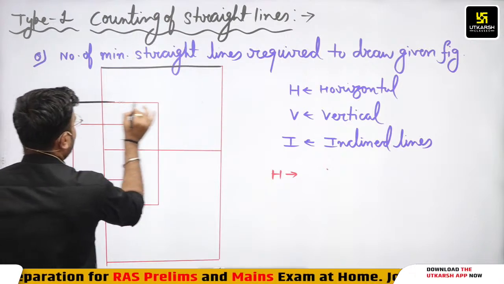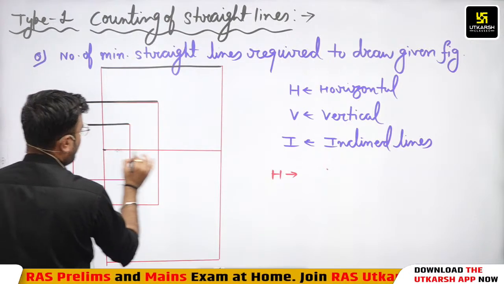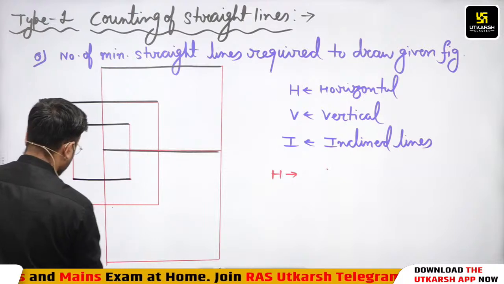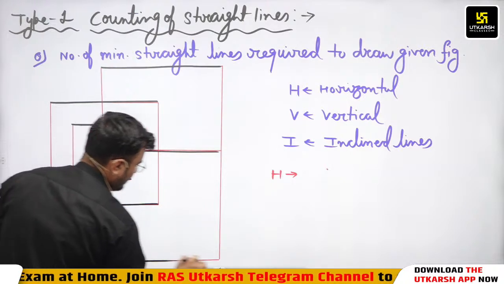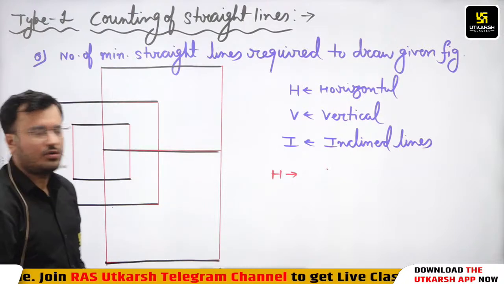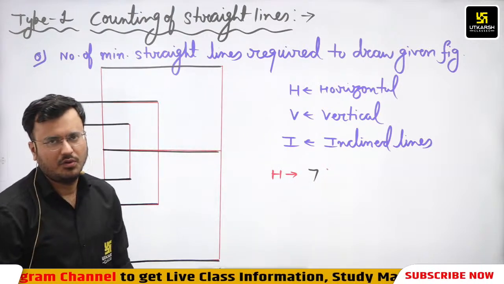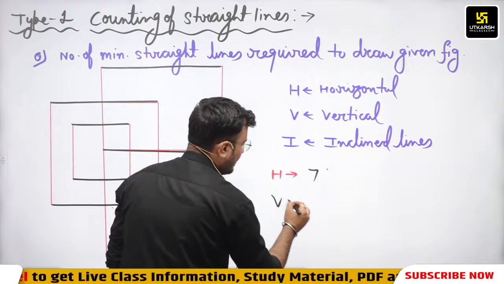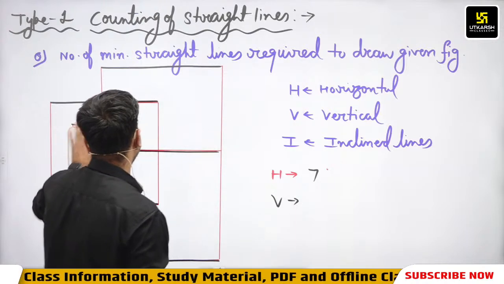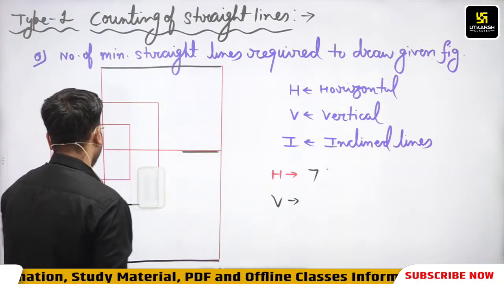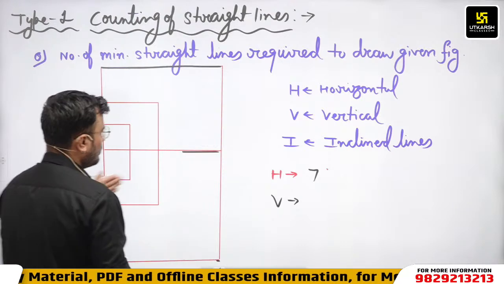This one is your second, third, fourth, fifth, sixth, and seventh. So we can say in this figure a total of 7 horizontal straight lines are required. Now we are going to consider the vertical lines. How many vertical lines are required to draw this figure?